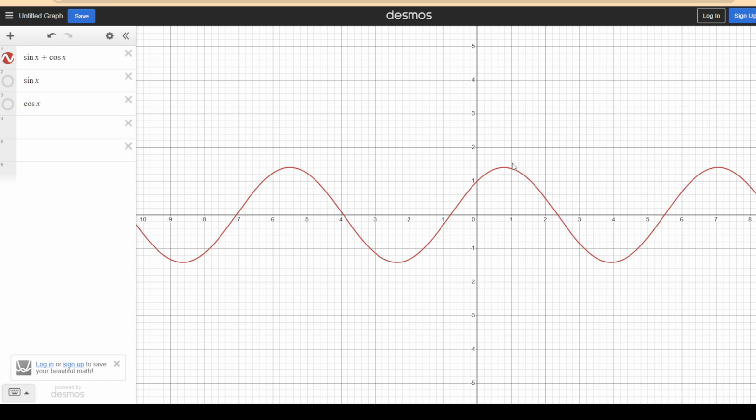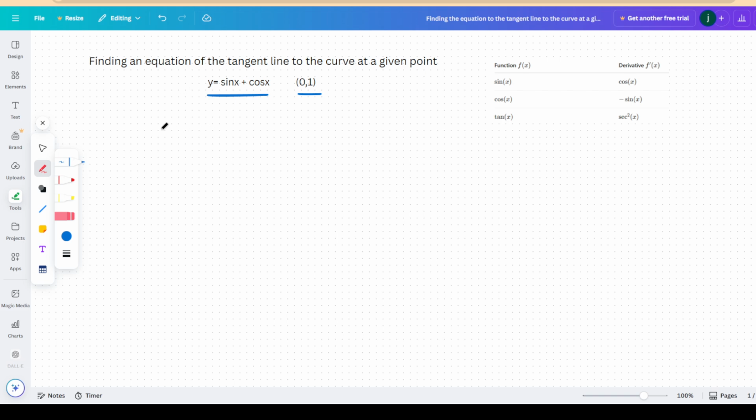So this is what the graph looks like, and we're trying to look at the given point 0, 1, which is right here. So we're trying to find the equation of the line that goes tangent to this point on our curve. To begin, we have to figure out how to find the slope of the tangent line. For calculus, we're going to be looking at the derivative of our equation here.